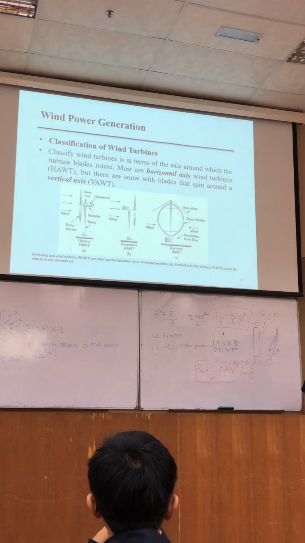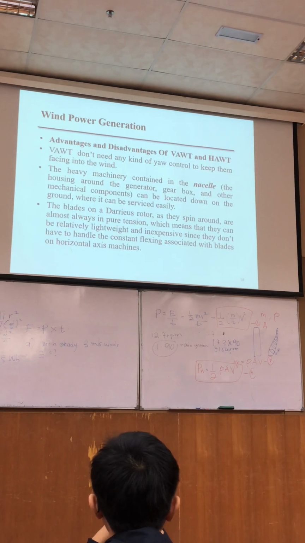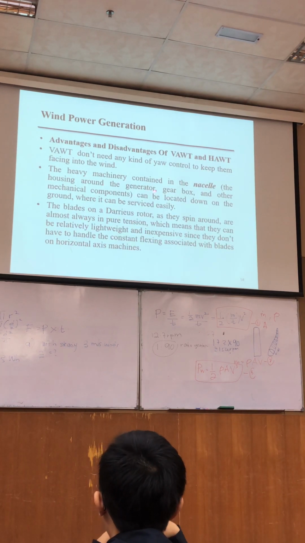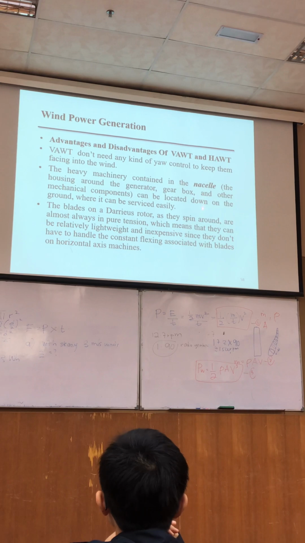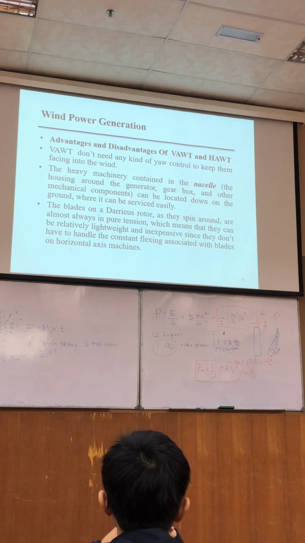Sebab tu kena ada your control mechanism. It attach together dengan gearbox dengan generator. Your control. Okay. The heavy machinery contained in the nacelle. Nacelle consists of what? Consists of generator, gearbox, and other mechanical components which can be located down on the ground where it can be serviced easily.